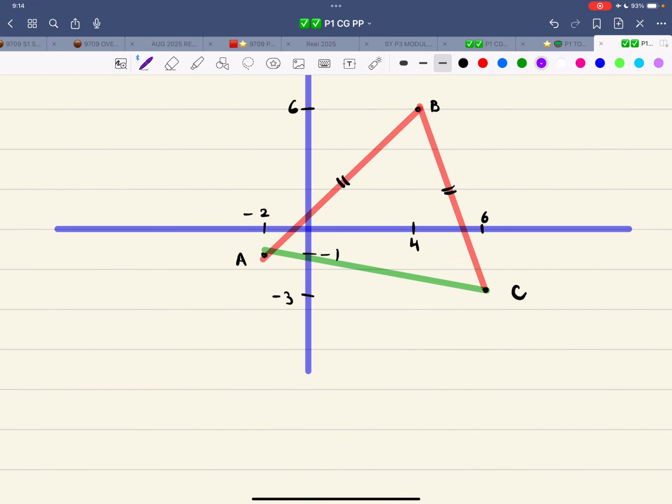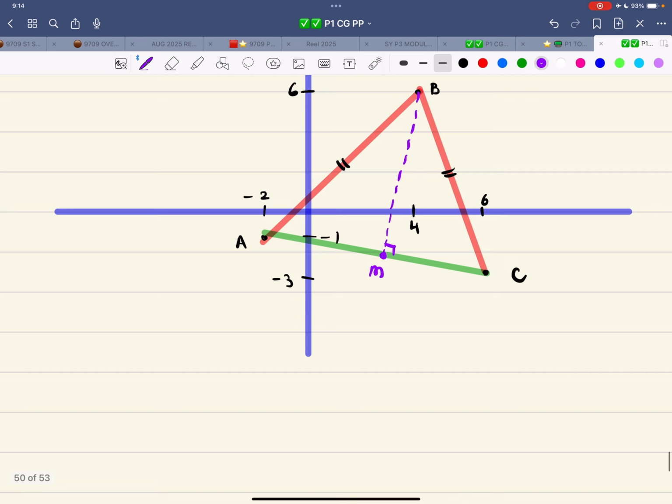Now if I drop a perpendicular like this, so if I draw a line, that would be a perpendicular, not only a perpendicular, it will be a perpendicular bisector. So that's a property of an isosceles triangle. That means if these two sides are equal and if I draw a perpendicular, that will bisect it.